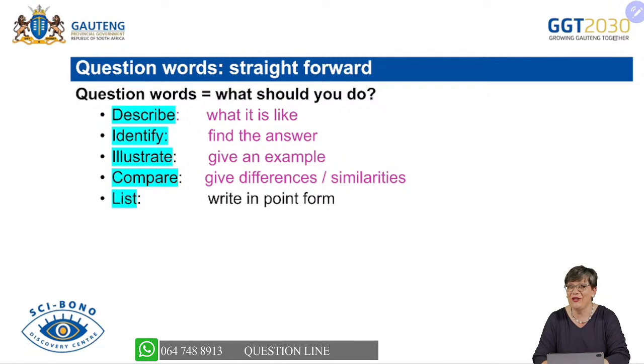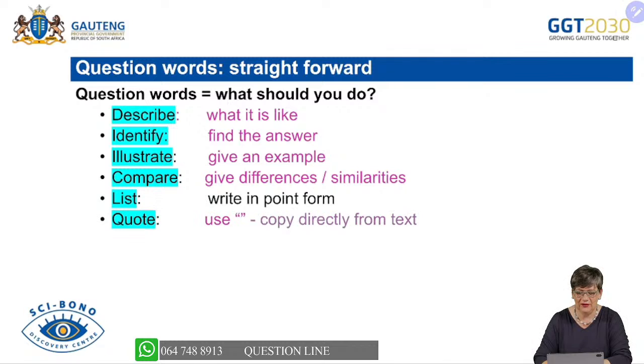Look at your mark allocation. When you're required to list, you have to write in point form. Now, I hope you can remember what point form is. That means underneath each other, like a shopping list. You have to write your answers underneath each other. Not next to each other, underneath. So these are question words, as I said, where the answers are really straightforward. And you'll find them easily in the text that is given to you.